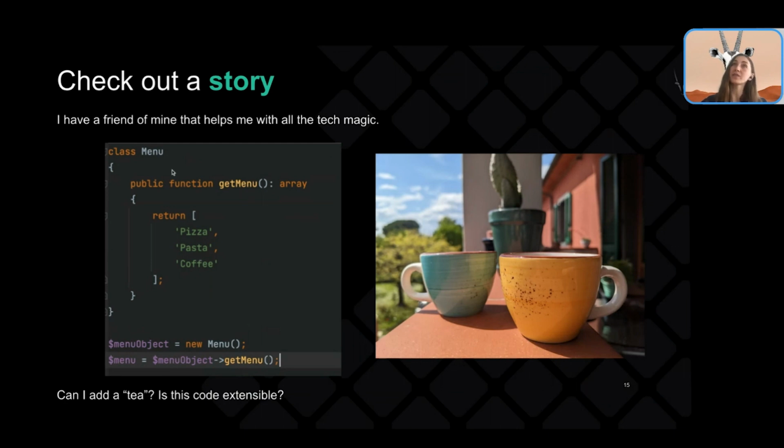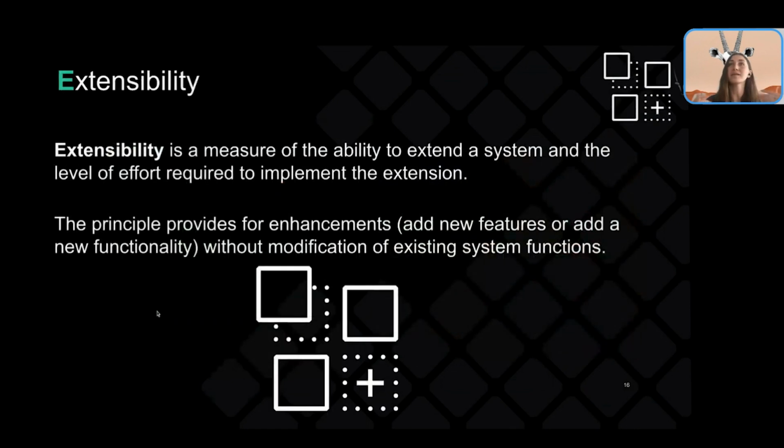So is this specific code extensible or not? Before answering that question, probably we need to understand what extensibility is. Extensibility is basically a measure, or the ability, of the system to be extended. Extensible means that we can add some new functionality or new features without changing the existing system functionality. So we should not touch the existing system functionality. We should just have the ability to add new.